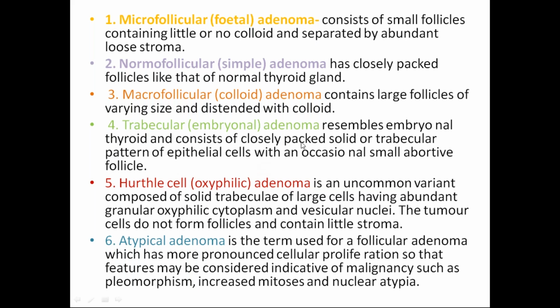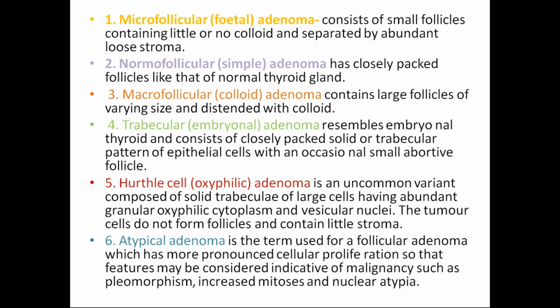And trabecular adenoma, which resembles embryonal thyroid and consists of closely packed solid or trabecular pattern of epithelial cells with occasional small abortive follicles. And Hurthle cell adenoma. It is an uncommon variant composed of small trabeculae of large cells having abundant granular eosinophilic cytoplasm. This is the description of a Hurthle cell. That is, these Hurthle cells are large in size with abundant granular oxyphilic cytoplasm. Not eosinophilic cytoplasm, oxyphilic cytoplasm. That is somewhat clear or pale cytoplasm and vesicular nuclei. And the tumor cells do not form follicles and contain little stroma.